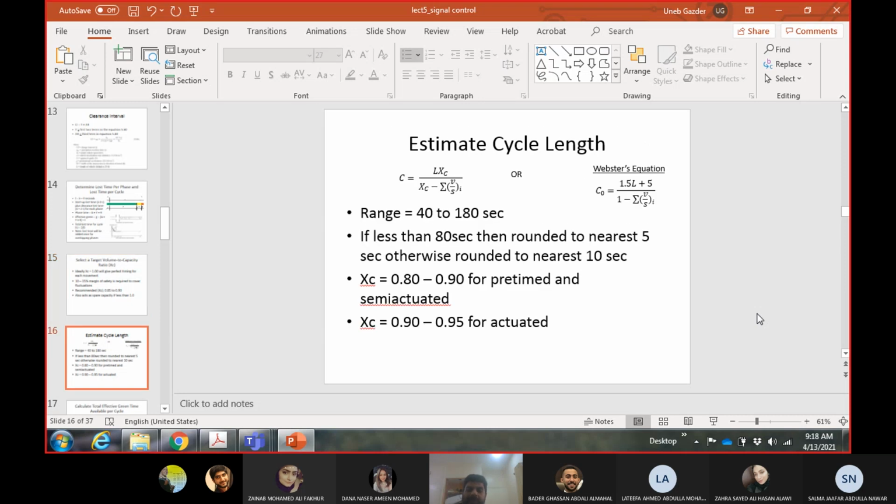Then you calculate the cycle length. For calculating cycle length, we have two equations. This is the normal equation which we have used earlier in the traffic engineering course as well, and this is another equation which is mentioned by this book, and this is the Webster's equation.